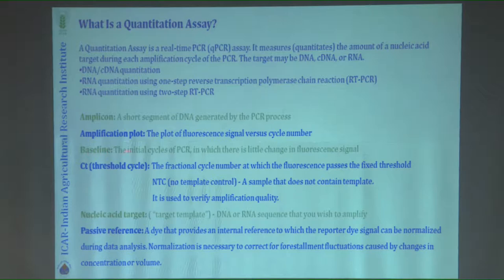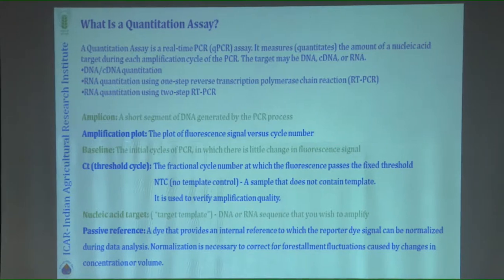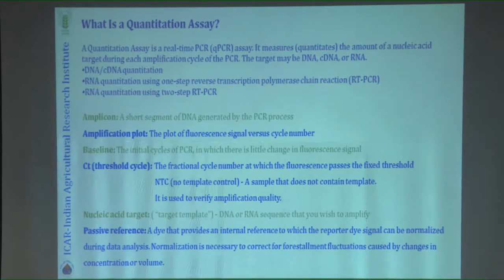There is a term called baseline, which is the initial cycles of PCR in which there is little change in the fluorescent signal, because in your reaction cup you have fluorescent molecules plus all the other reagents. Then we have CT, the threshold cycle, which is the fractional cycle number at which the fluorescence passes the fixed threshold. There should be some level beyond which you can take it as an increase in fluorescent intensity. And we have NTC, no template control, a sample that doesn't contain any template. It can be used to verify amplification quality. The target could be either DNA or RNA. And we have a passive reference and so on.